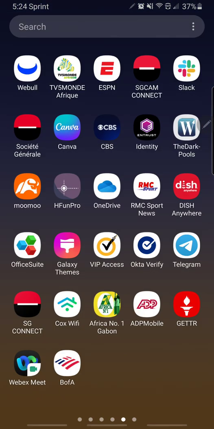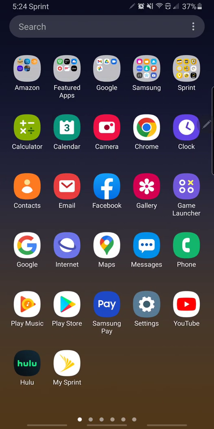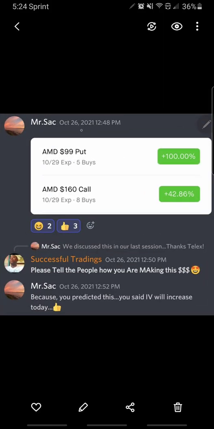I apologize for that. I have to go pick up a chart that I saved earlier. So I want to show you this trade. Can we get this? Yes, this is a trade here. This was October the 26th. You can go and check this, folks. AMD had earnings, and a trader here, Mr. Sack, this is my exchange with him.